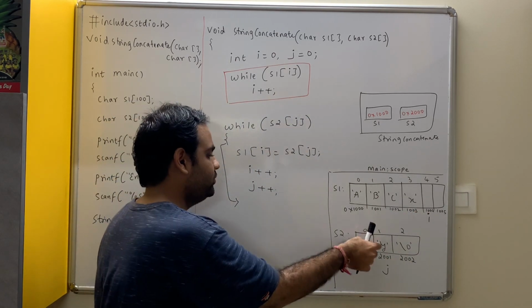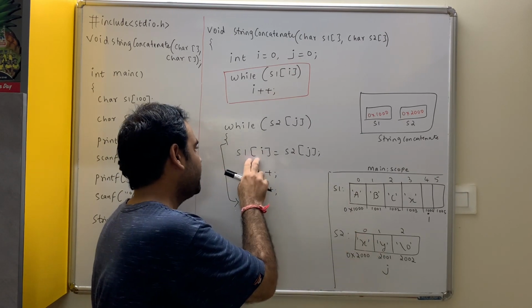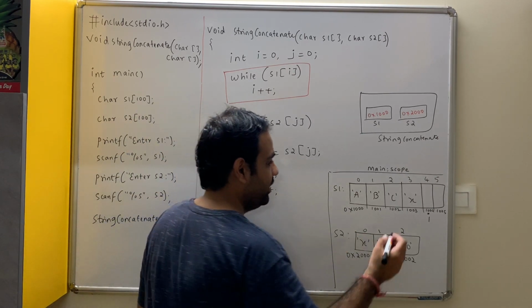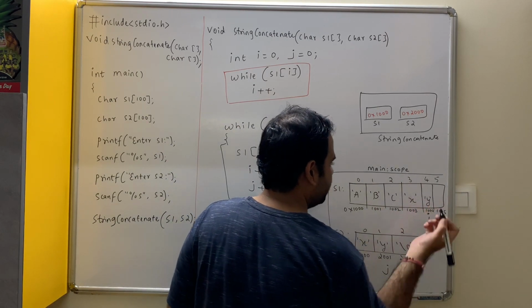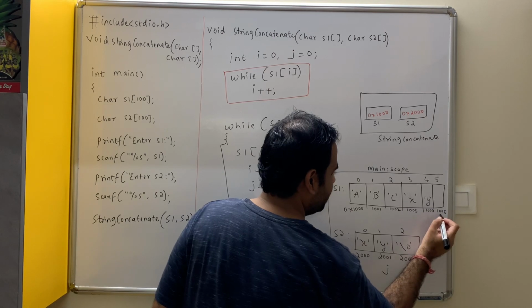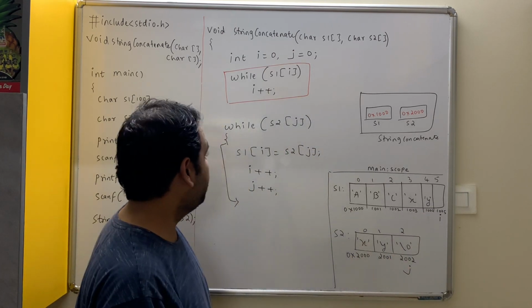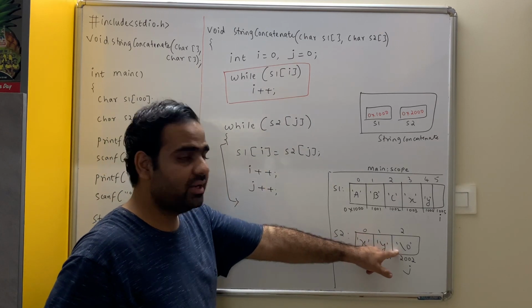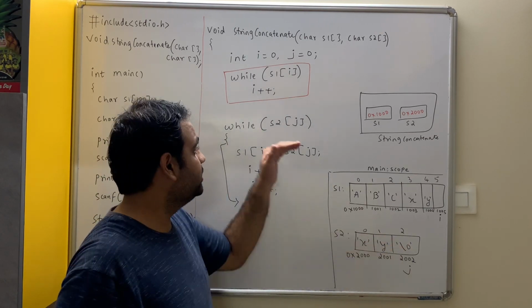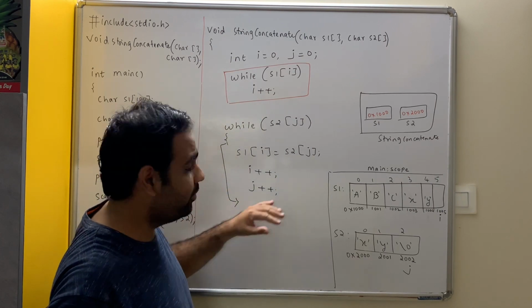Go back, S2 of j is not equal to null character, yes. You take S2 of j, which is y, and write it to S1 of I. Hence you write y over here. Again you say I plus plus, the value of I will be over here and the value of j will be over here. Now S2 of j is the null character, the ASCII value of null is 0, it is false. You come out of this loop.